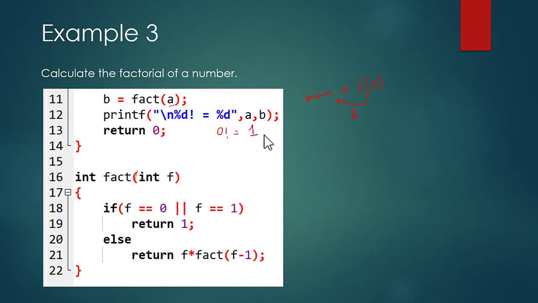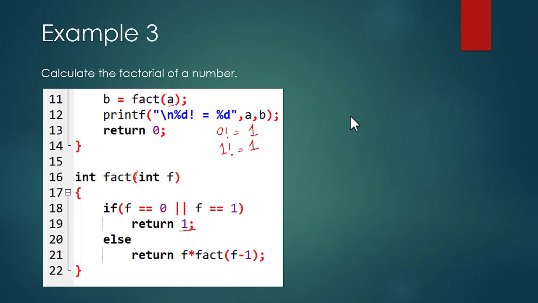Right? Now next, suppose the main function is calling the fact function with the parameter 1. So the a value is 1, and that will be copied into f. As the f value is 1, this condition will be true. As it is true, it will simply return the value to the calling function. Here the calling function is the main function, so it will return the value 1 to the main function, and b will get the value 1. So it will show factorial of 1 is equal to 1.